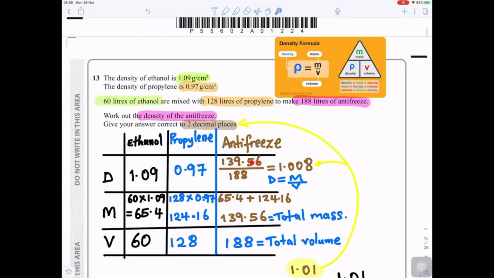How do we get the total mass, 139.56? We add the total mass for ethanol and propylene. 65.4 is the mass for ethanol, plus 124.16, that's the mass for propylene. That gives us 139.56, the total mass for the antifreeze. And when we divide by that volume, it gives us the density 1.008. And they say give your answer to 2 decimal places. So we round it up to 1.01.